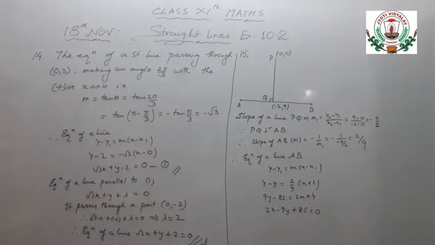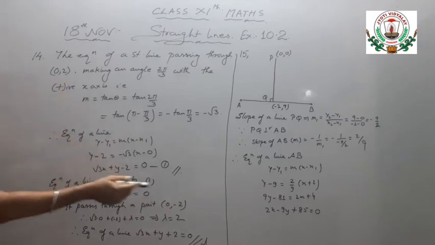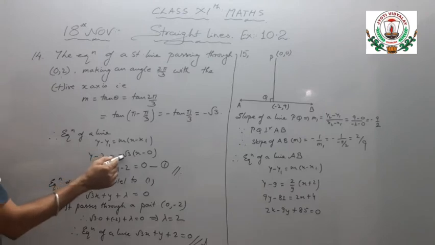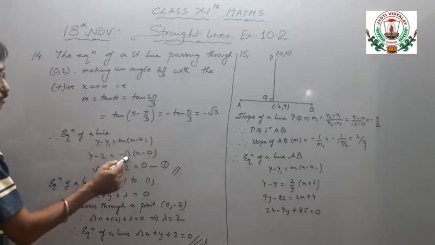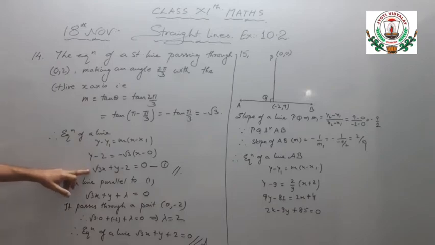So the equation of a line passing through a point and whose gradient is given is y minus y1 equals m into (x minus x1). Now we are going to substitute the values of x1, y1 and m. That is y minus 2 equals m, that is minus root 3, into (x minus x1), where x1 is 0. After simplification we get the equation of the line: root 3 x plus y minus 2 equals 0.